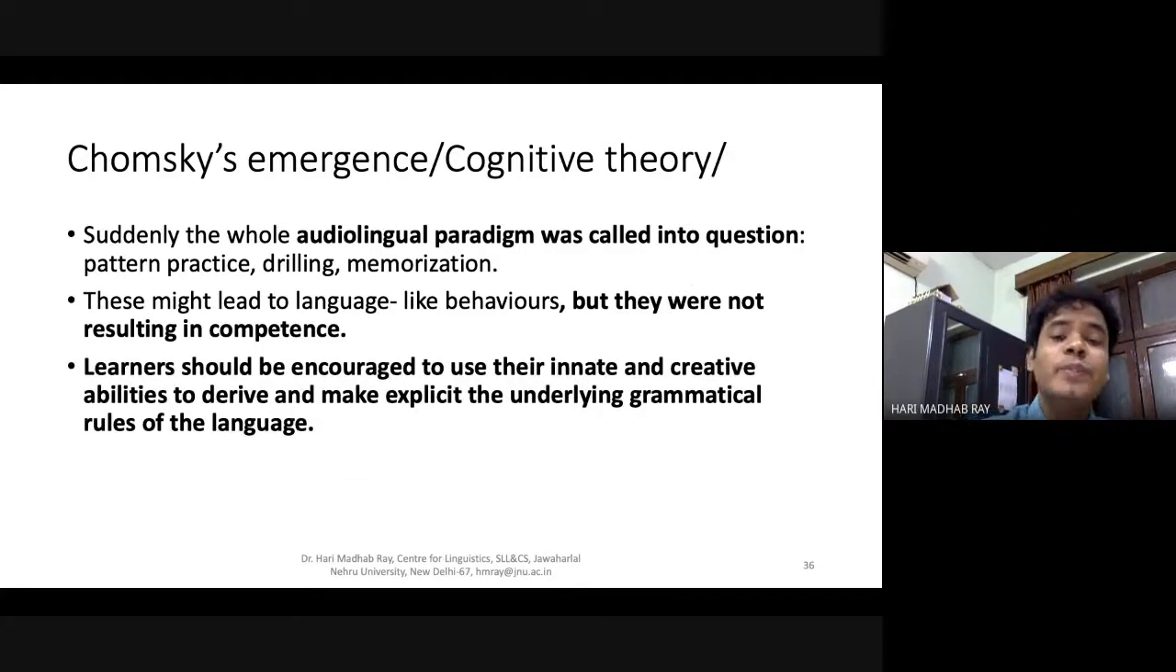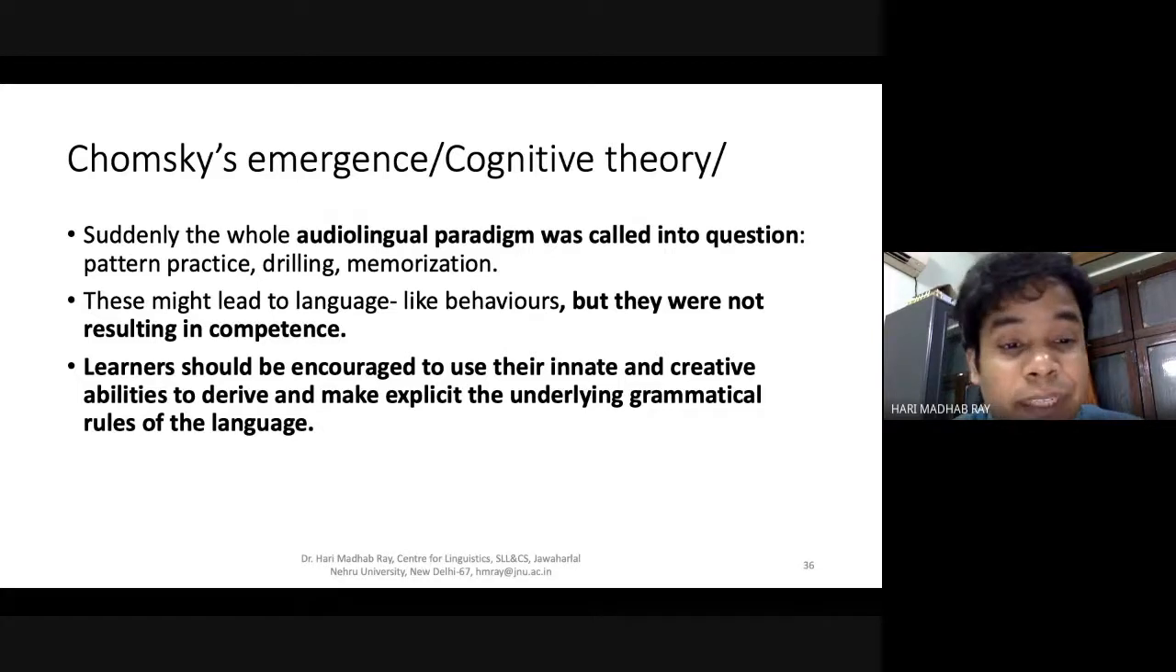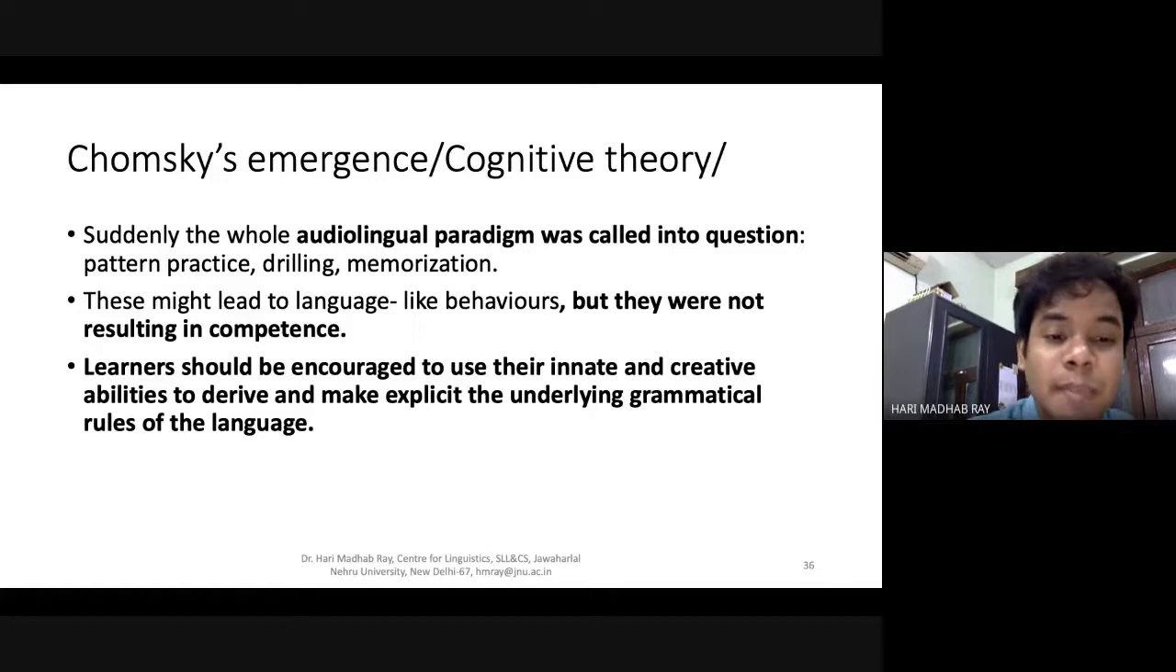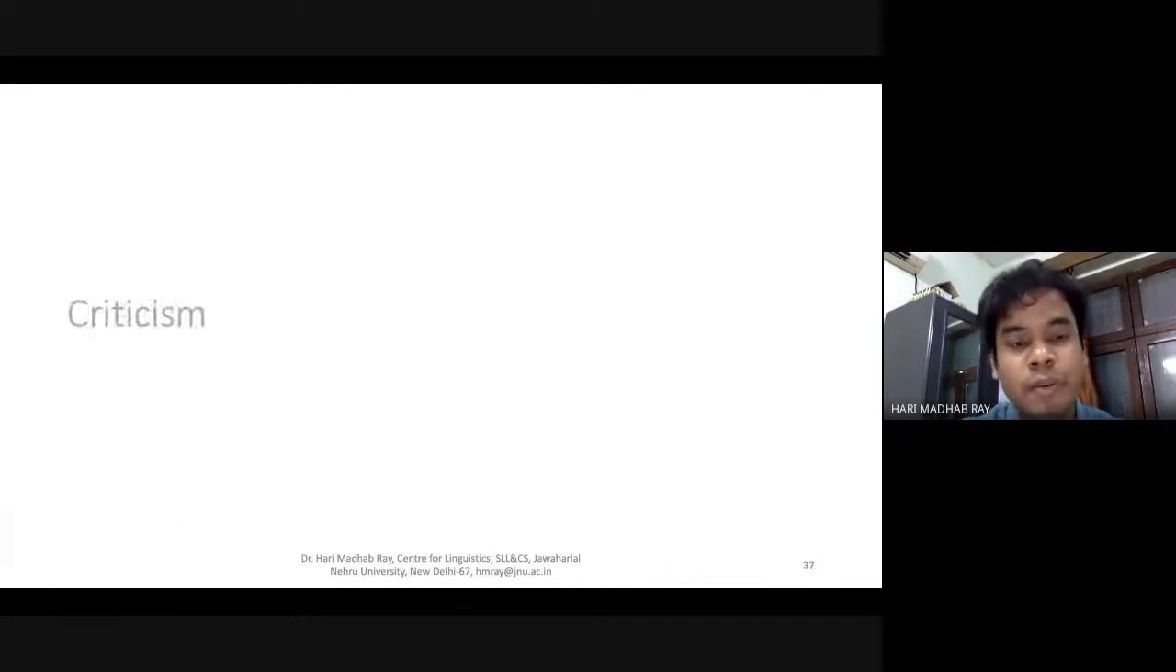So learners should be encouraged to use their innate and creative abilities to derive and make explicit underlying grammatical rules of the language. That's the generative understanding, that learners should be encouraged to use their innate and creative abilities. So innate abilities and creative abilities. So our language teaching methods should also encourage that innate and creative ability to derive and make explicit underlying grammatical rules of the language. That should be our target.